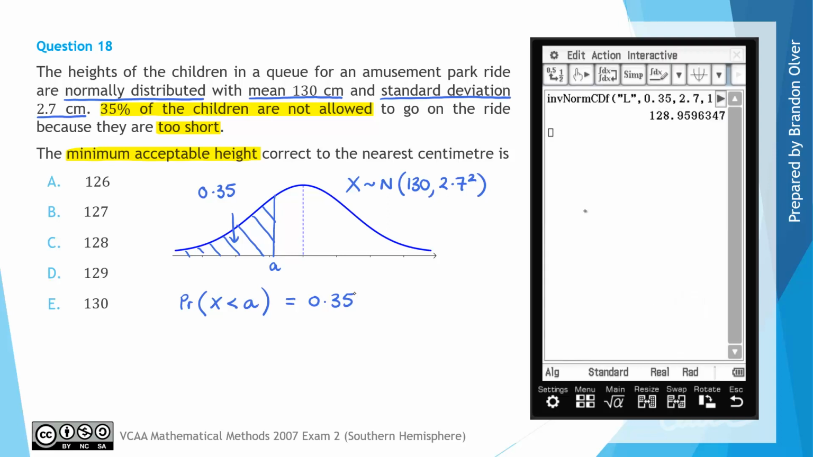So hitting OK, this gives us 128.95 or 96, which we'll round up to an integer anyway, and that will tell us the minimum acceptable height. So from the calculator, we found that A must equal 128.96 to 2 decimal places, which means the minimum acceptable height when rounded to the nearest centimeter is 129 centimeters, which makes option D correct for this question.